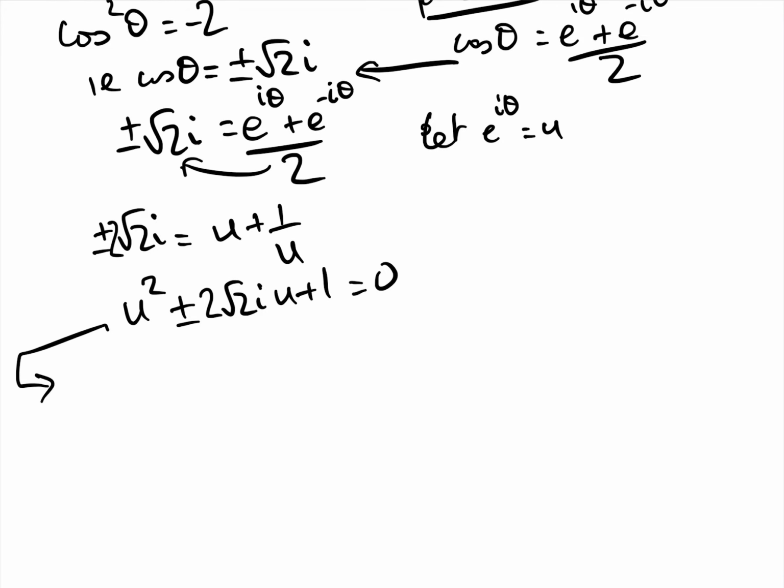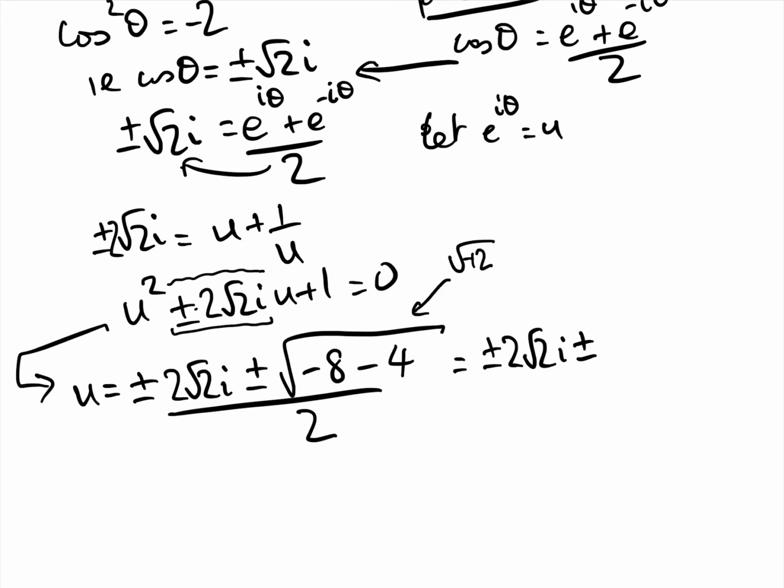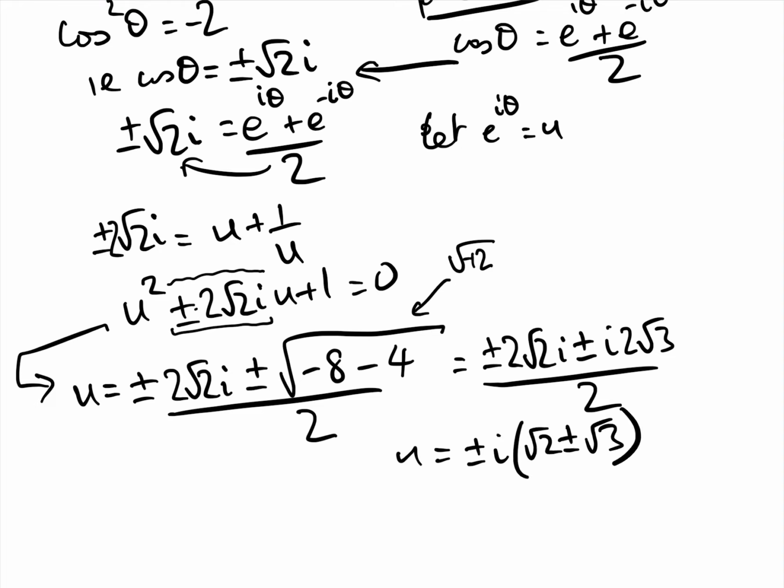And this is the quadratic that we now need to solve, and we're going to use the quadratic formula. So therefore u equals minus b, which is plus or minus 2 root 2 i, plus or minus the square root, and here we have to be really careful. b squared is this thing here, squared, which is going to be 8 i squared, and i squared is minus 1, so it's going to be minus 8 minus 4ac, which is minus 4, all over 2, i.e. we have that u equals plus or minus 2 root 2 i plus or minus the root of minus 12, which is i times 2 root 3, over 2, which gives us that u equals plus or minus i root 2 plus or minus root 3.